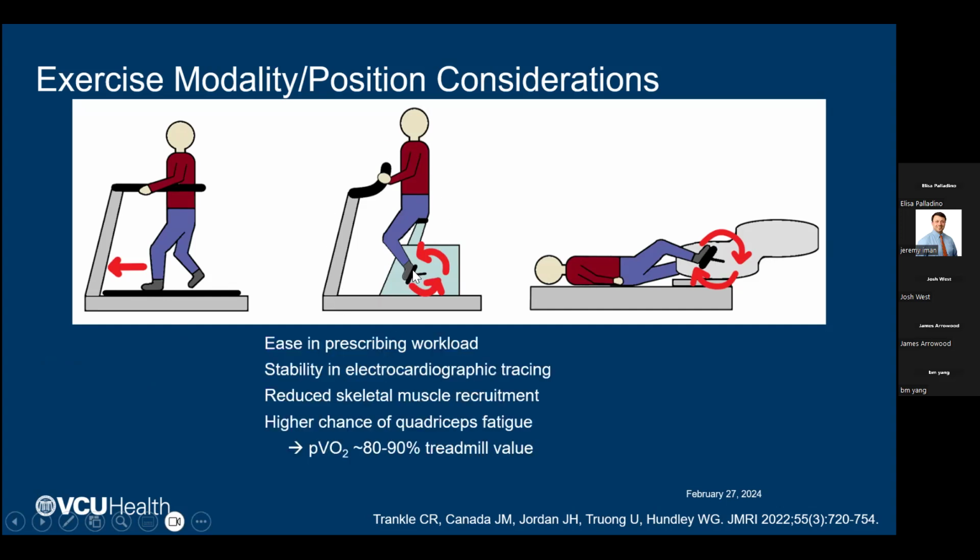So the upright bicycle, the nice thing is that you can easily prescribe workload. The EKG tracings during this are very clean compared to what we're used to on the treadmill. But there is reduced skeletal muscle recruitment during this form of exercise and a higher chance of skeletal muscle fatigue. And so in general, again, this doesn't apply to regular cyclers, but in general, the peak VO2, the peak oxygen consumption that you get from an upright bicycle test tends to be about 80 to 90% of the treadmill value.